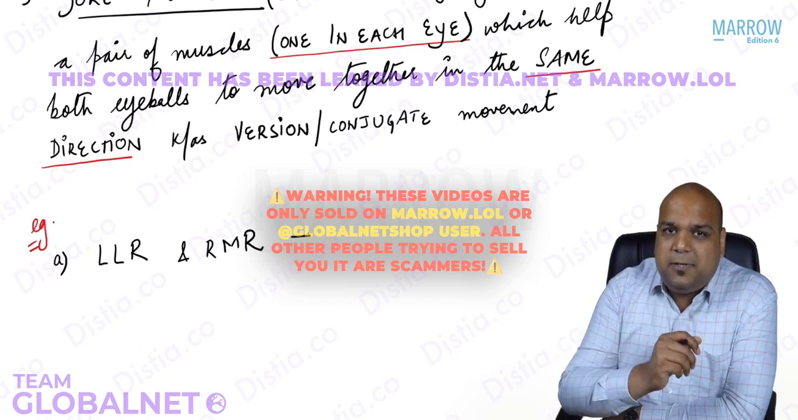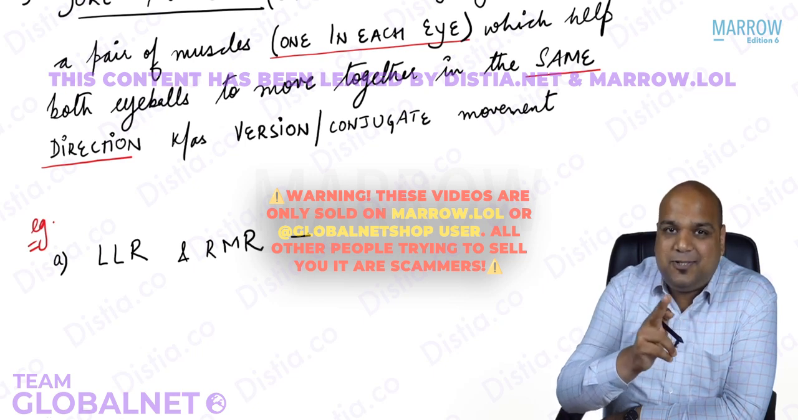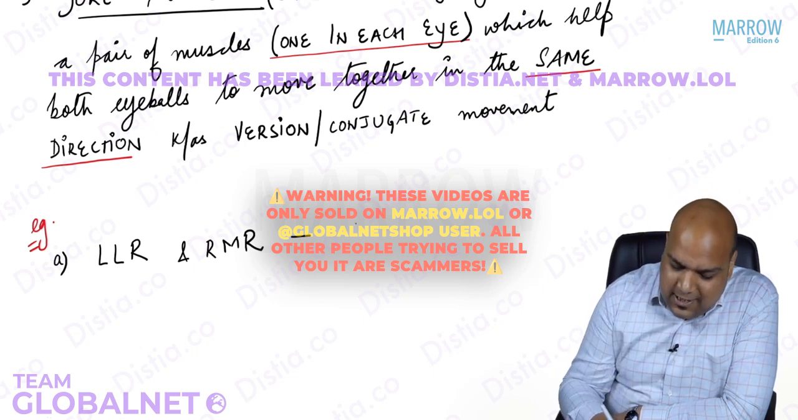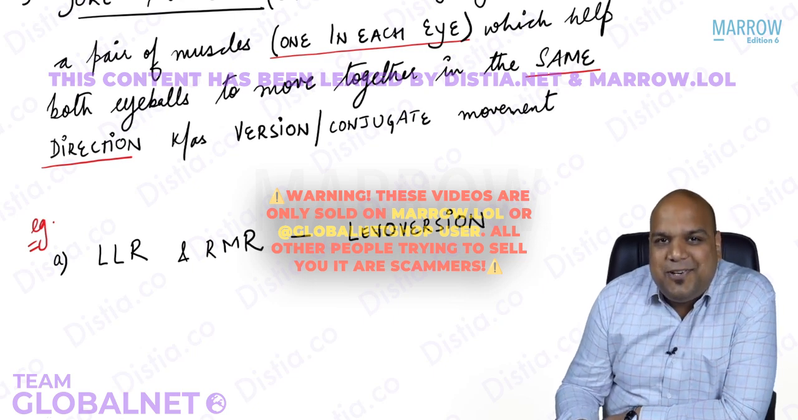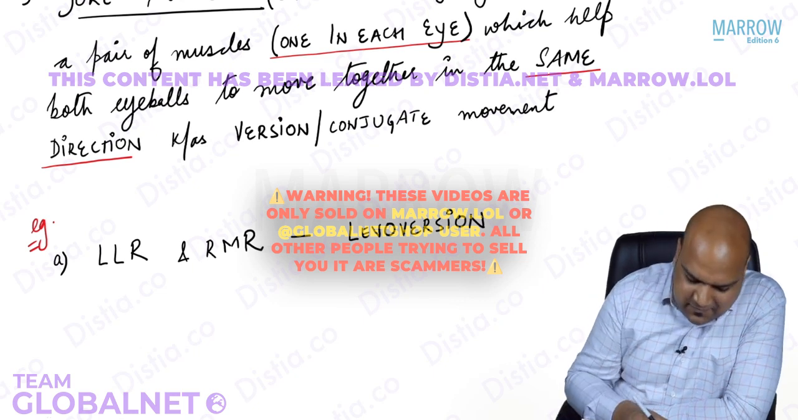For this, we use chemistry. In chemistry, we use two words, levo and dextro. Levo, left side; dextro, right side. So left side means levo, and the movement together is called version. So we say the muscles responsible for levoversion of the eyes are left lateral rectus and right medial rectus.